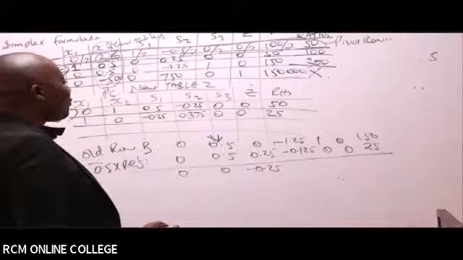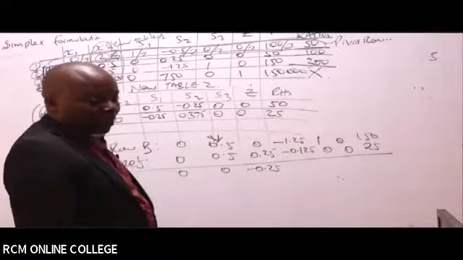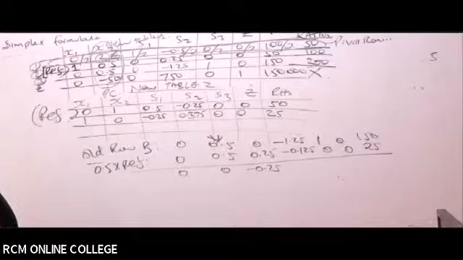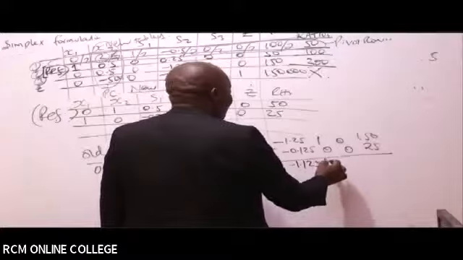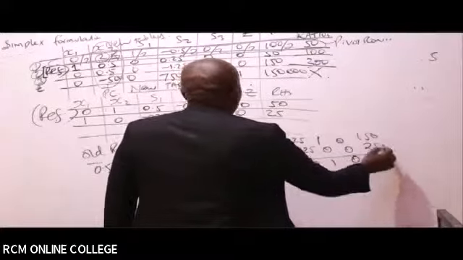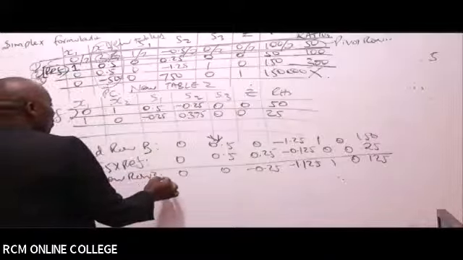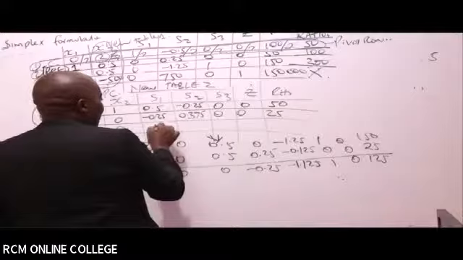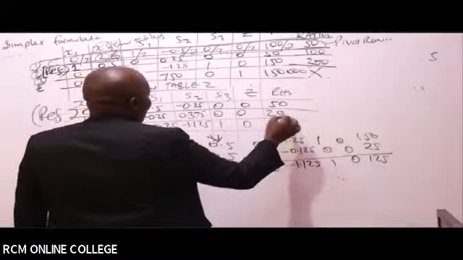So minus 1.25 minus that number gives me what figure? Somebody is giving me a figure here. Minus 1.125, right? Thank you so much. So this is what I write here as my new row 3. My new row 3 will be 0, 0, 0, 0. Then we have minus 0.25, minus 1.125, 1, 0, 125.